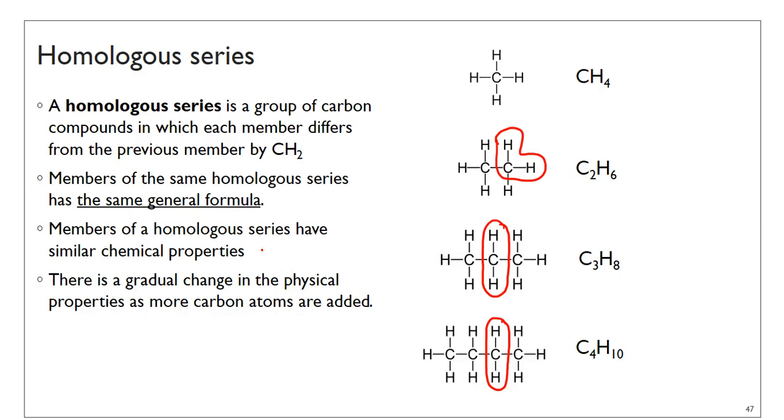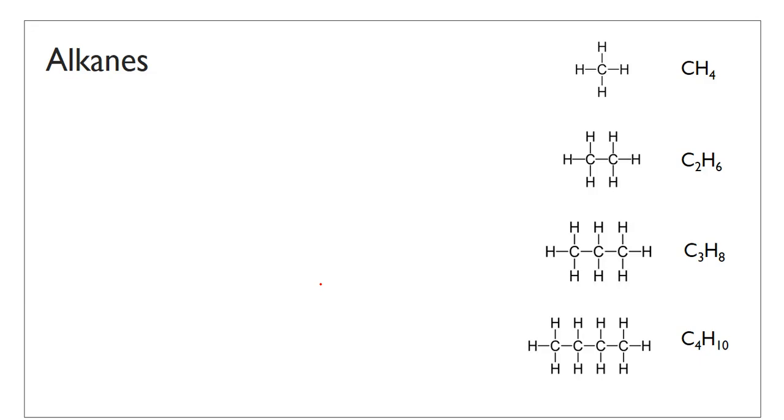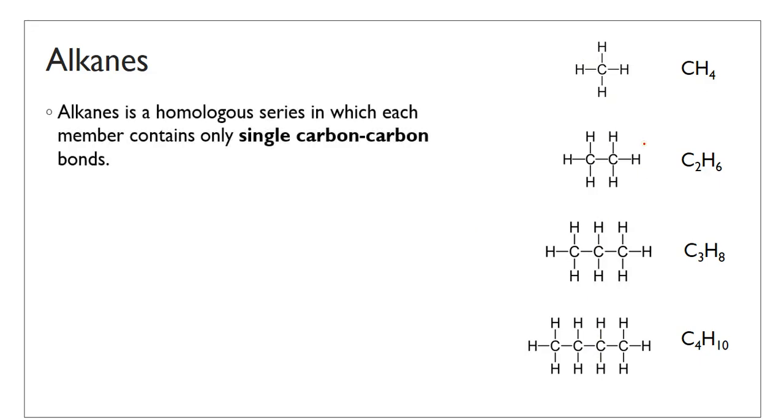And lastly, there is a gradual change in the physical properties as more carbon atoms are added, and we're going to discuss physical properties of homologous series in the next video. Okay, so alkanes, which we looked at last week, are an example of a homologous series in which each member differs from the previous by CH2. And yes, everything contains only single carbon-carbon bonds. This is the general formula of an alkane: CnH2n+2, with n being the number of carbons.